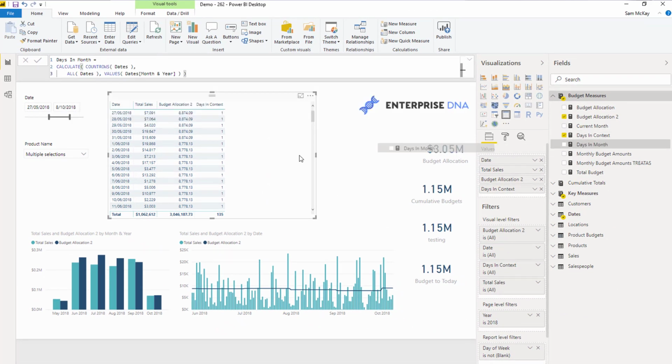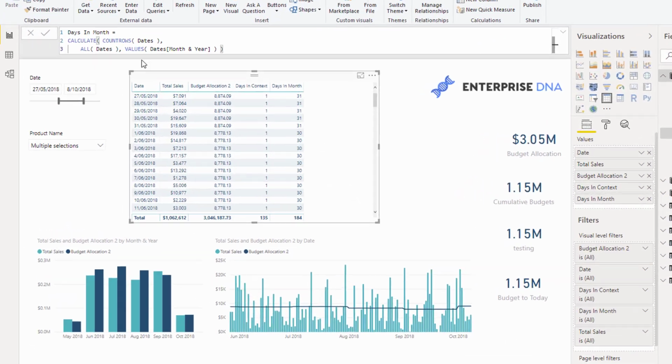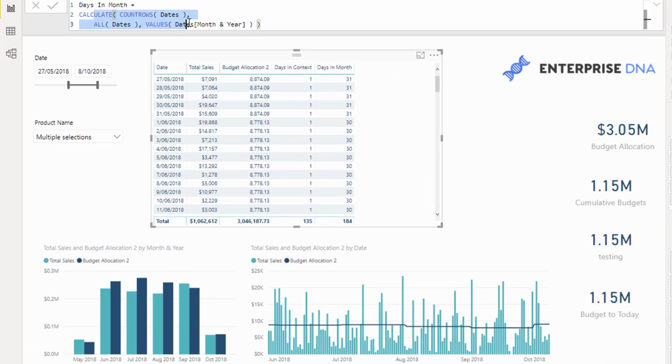Then I'm going to go days in month. Okay, and this is an important formula because this is a dynamic way, depending on whatever initial context we have, to work out how many days in the month. So what I've said is count rows days, very similar to this one here, but change the context of this calc. And I first remove all filters from dates, but then I return filters.